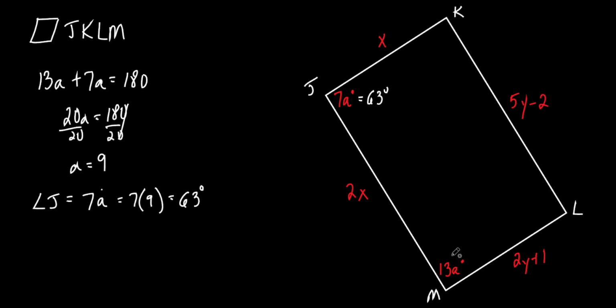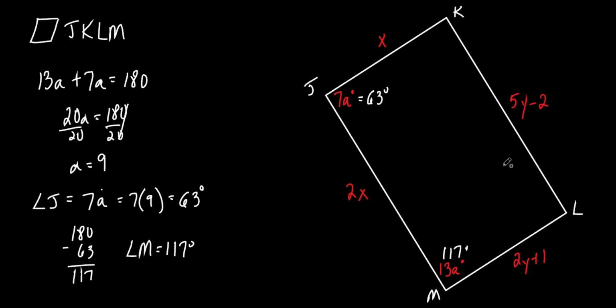Now, you could solve for this angle down here, angle M, a couple different ways. What do you think the easiest way would be? I would probably just go 180 minus 63, wouldn't you? That's 117. You could also go 13 times 9, and you get the same exact thing. Try it. 13 times 9 is 117. So that means angle M is 117.